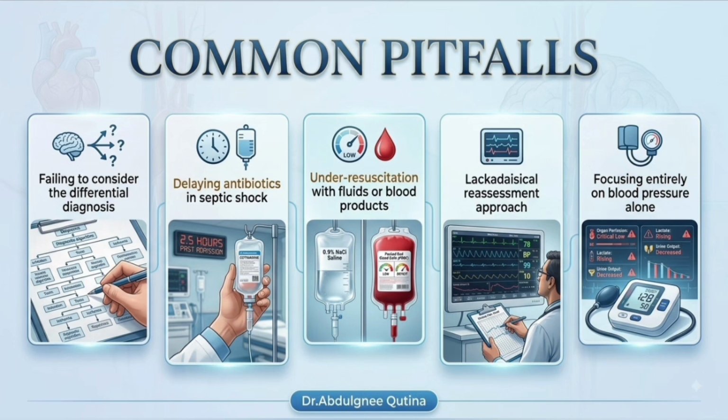Fourth, and this is crucial, failing to calculate the shock index. Just divide the heart rate by the systolic blood pressure. Simple math. But if that number is 1.0 or higher, it is a massive red flag for hidden shock, even if their blood pressure looks totally fine on the monitor. And finally, the most dangerous pitfall of all. Focusing entirely on blood pressure while completely ignoring the real signs of perfusion like lactate, urine output, and mental status.